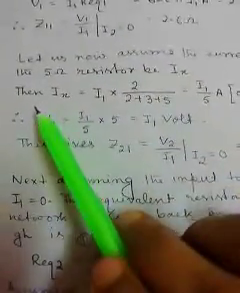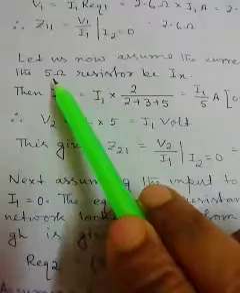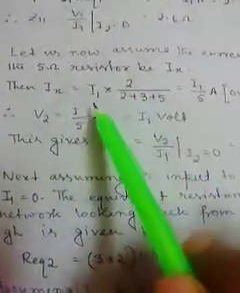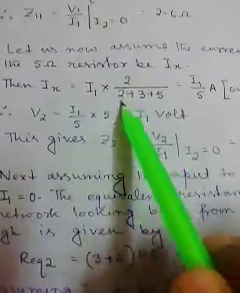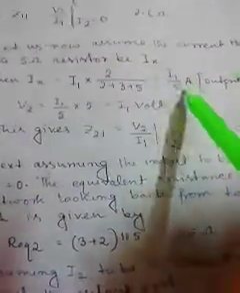In the next page we will see the same thing, because Ix we have already assumed as the current flowing through the 5 ohm resistor. So it will be I1 into 2 by 2 plus 3 plus 5. So we are getting this value of Ix in terms of I1. So this is the value of current.